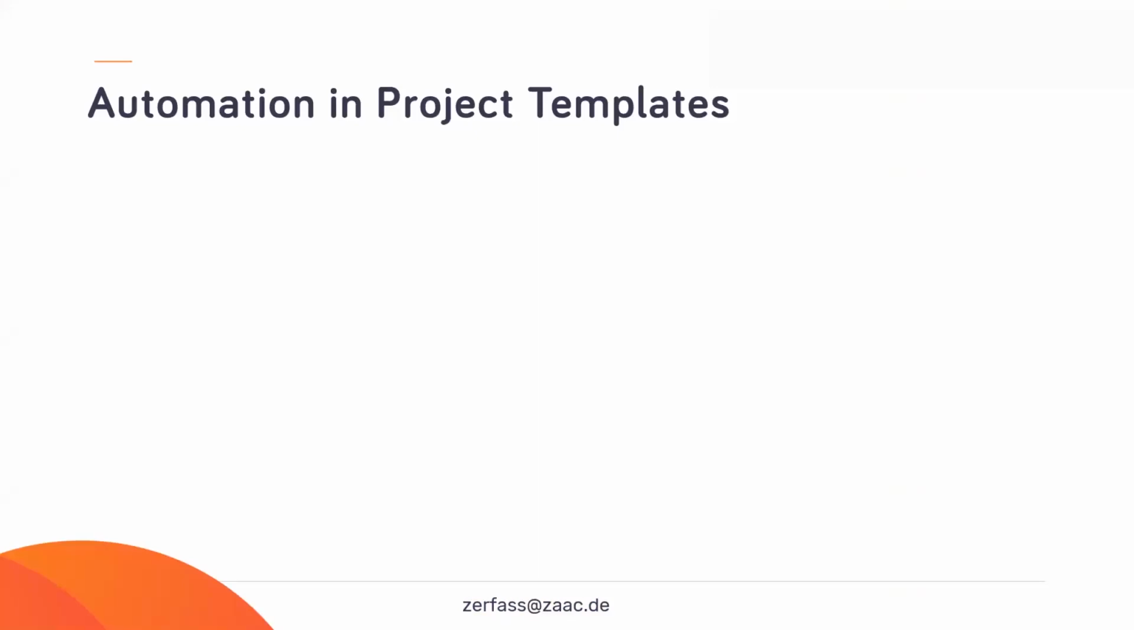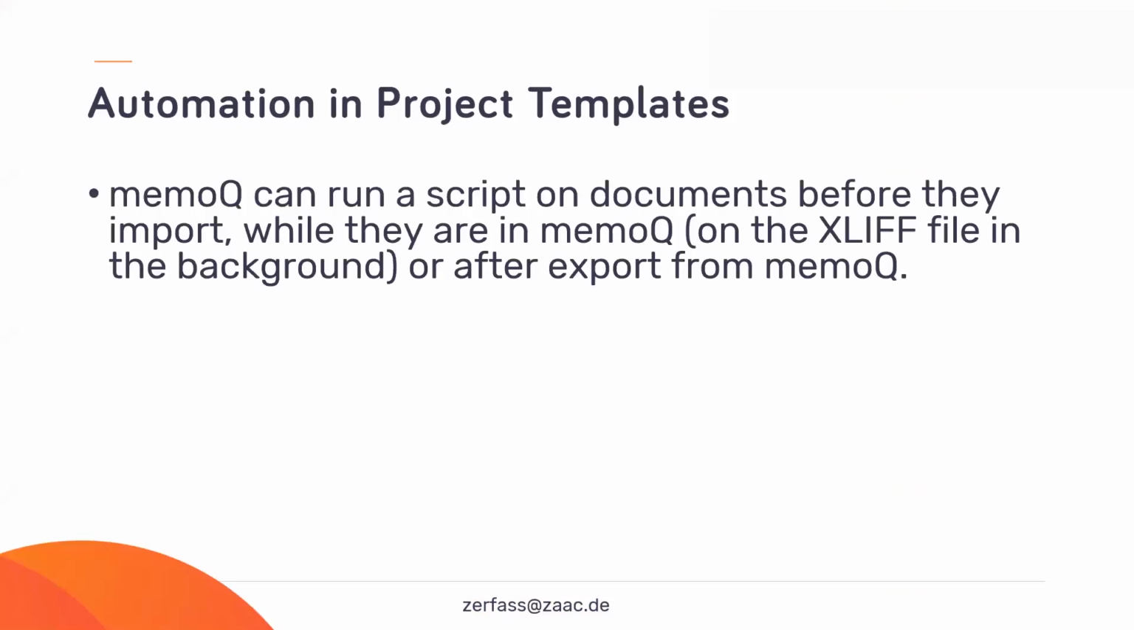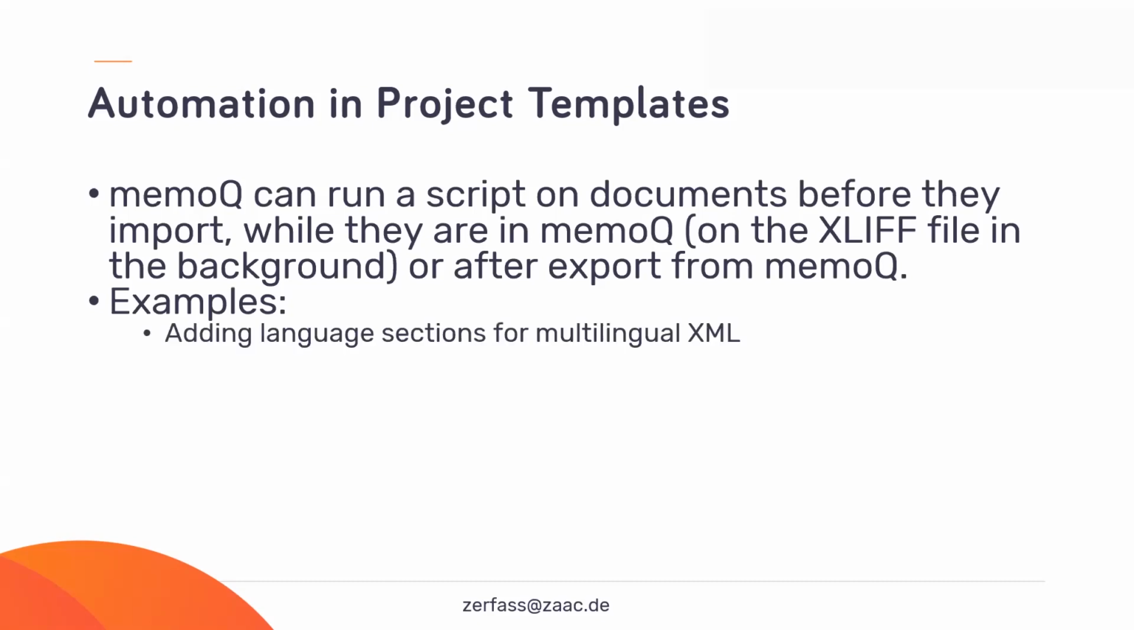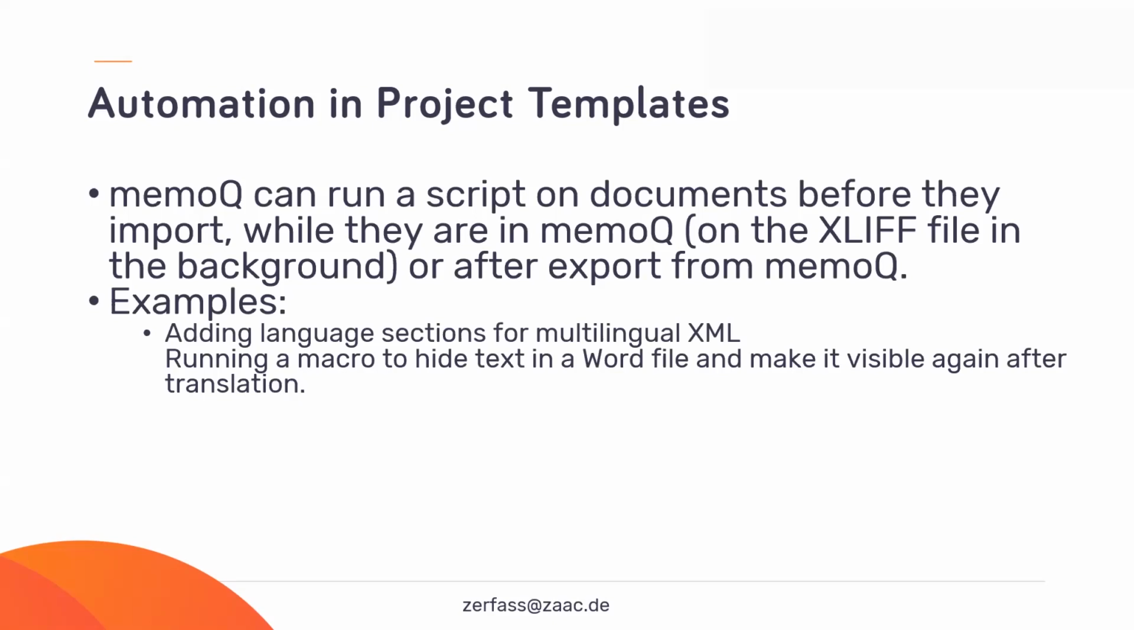So that's an automation that only works with the project templates. So you can run the script before the file gets imported, while the file is in memoQ, then it's working on the xlif file in the background, or you can do it after the export from memoQ. Examples: you could add language sections for multilingual XML. You could run a macro.